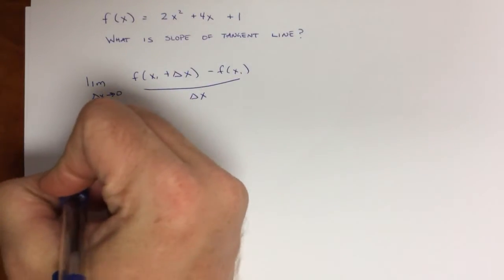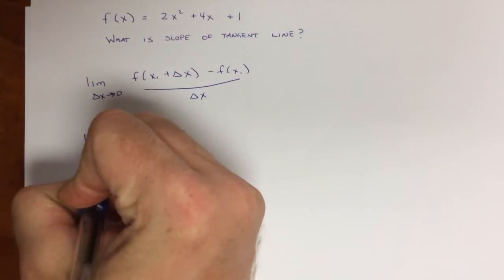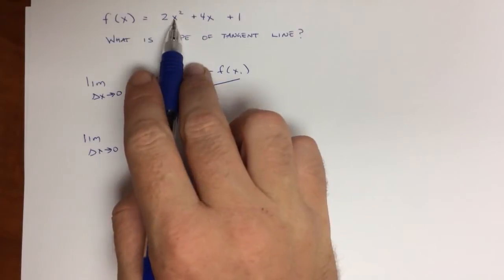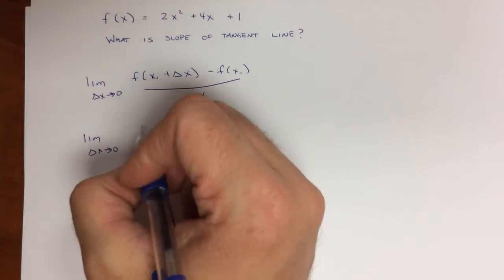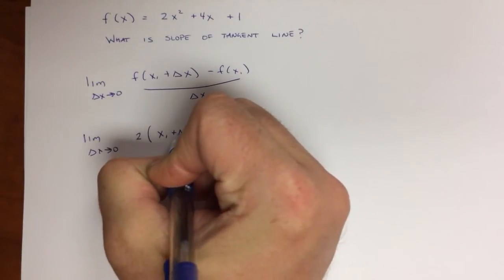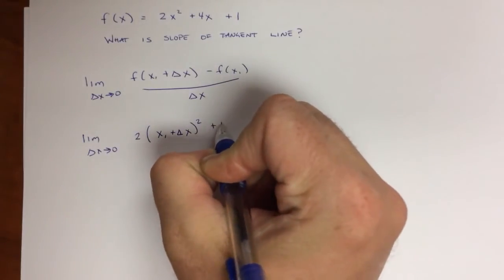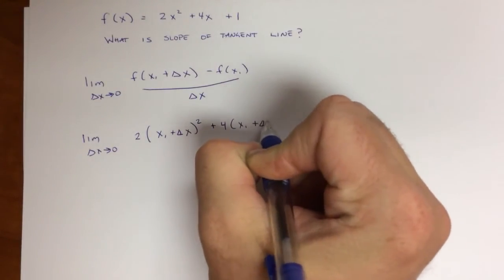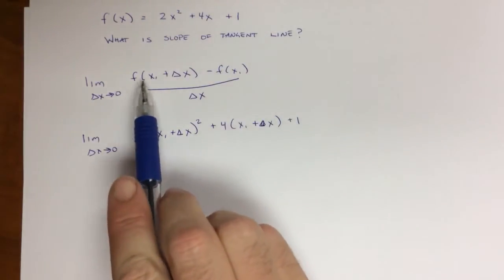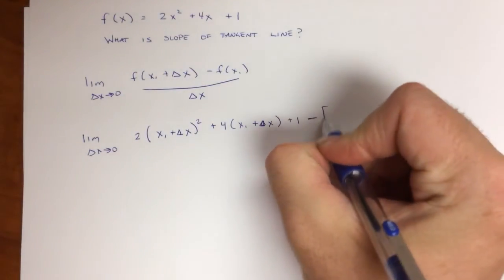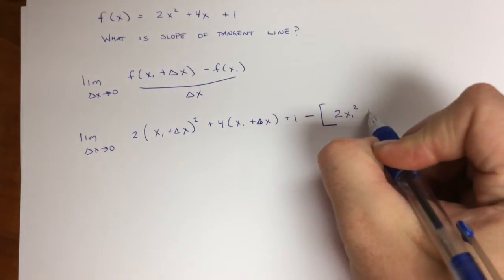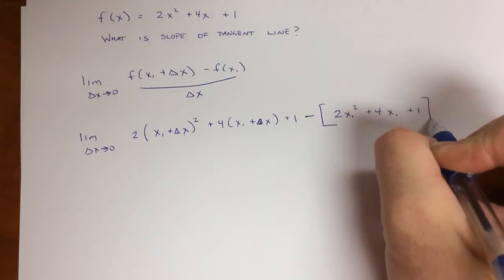All right, so we're going to take the limit as delta x goes to 0 of f of x1 plus delta x. So what that means is everywhere we see an x, we need to put x1 plus delta x. So this is going to get a little hairy, but we can do it. 2 times x1 plus delta x squared plus 4 times x1 plus delta x plus 1. So that is f of x1 plus delta x minus, now wherever we see an x, we're going to put an x1, 2 x1 squared plus 4 x1 plus 1.